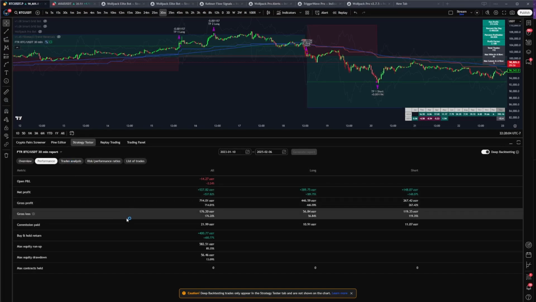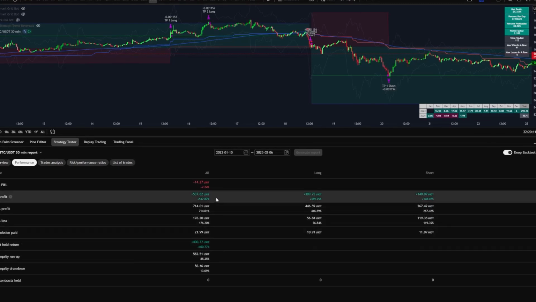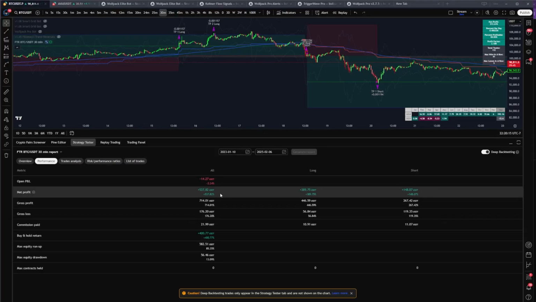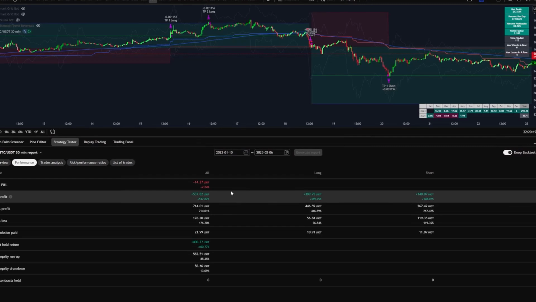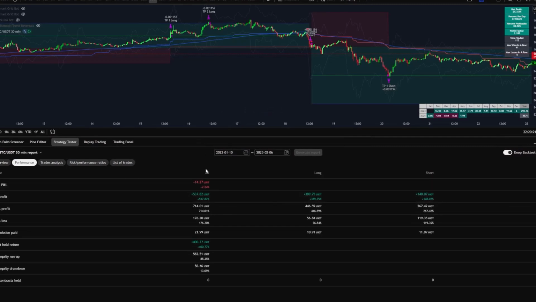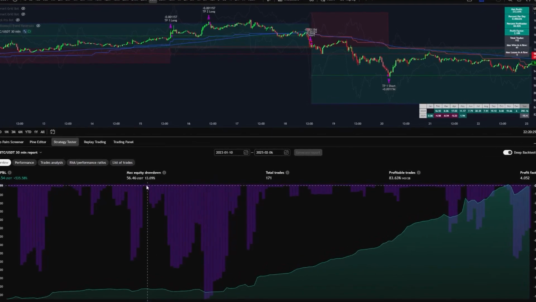The buy and hold comparison for this time was 400% profit, and we were able to achieve 517% profit using this strategy over this period of time. So we are able to beat buy and hold, which is a fairly good metric to look at. And the risk, the drawdown is 13.09%, which is fairly low.